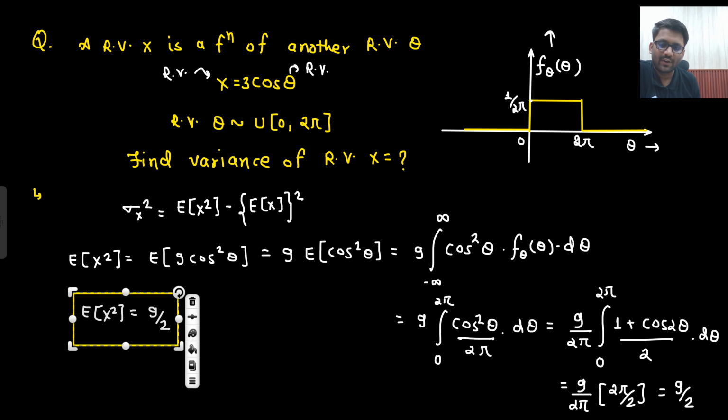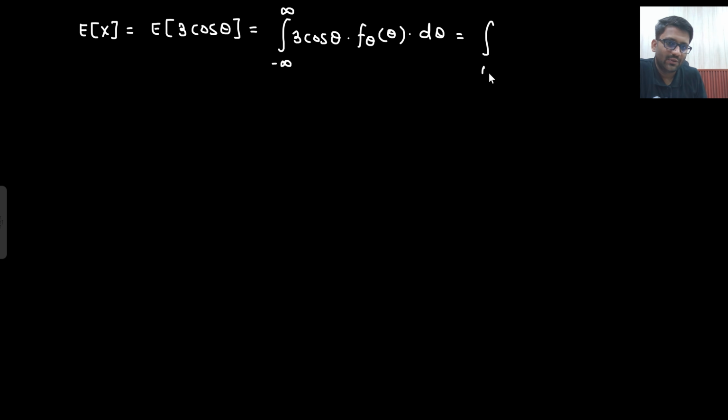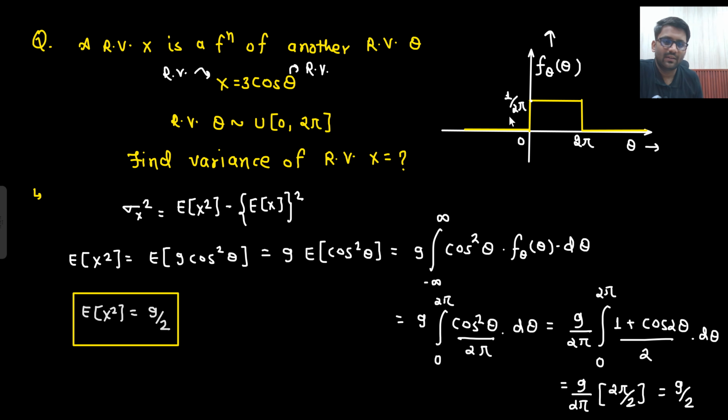Okay. Now I need to find expectation of x. Again I am not having the PDF of random variable x, right? But I know that x is equal to 3 cos theta. So now what I can do? Whatever is inside, write it down in a smaller manner. Now this is a function of theta, so you would require the PDF of theta as well. F theta of theta is non-zero between 0 to 2 pi, and the value is 1 by 2 pi.